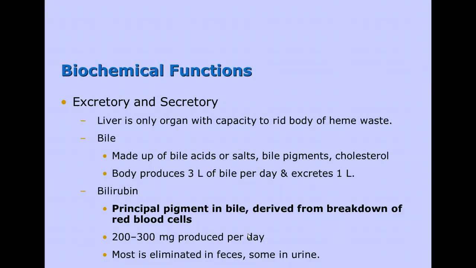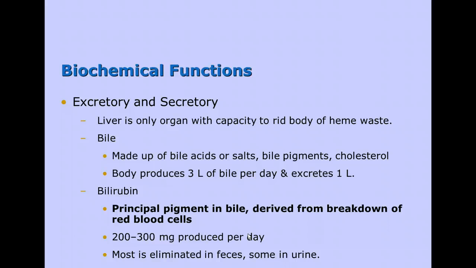Some of the biochemical functions of the liver include the excretory and secretory functions. The liver is the only organ with the capacity to get rid of heme waste. We know a red cell only lives about 120 days. After that, it becomes sequestered in the spleen, and we will have heme waste left over. The liver is the organ that can take care of all of this. From there, we end up with bile as an excretory product.